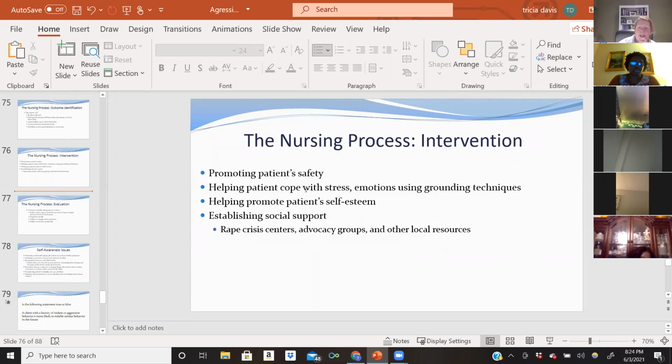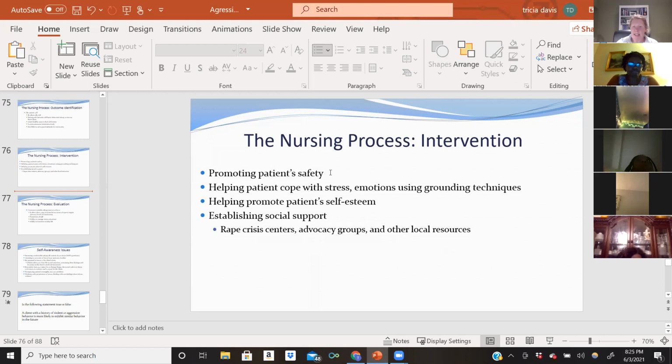All right, so interventions that we want to do are to promote the patient's safety. So if we think that the patient is being abused by someone, then we want to talk to them about what their options are. Give them all the education that they need to make a good decision. Let them know that they're supported. Let them know that what's happening to them is wrong. We want to help patients cope with stress and their emotions using various techniques. We want to help promote the patient's self-esteem, because a lot of these issues that we talked about tonight can affect a person's self-esteem. So we want to let them know that these conditions don't define them.